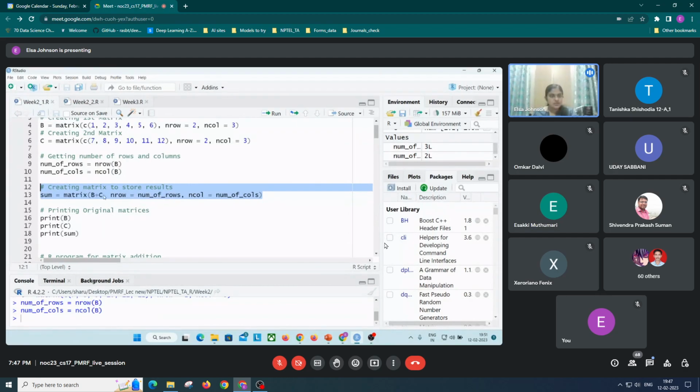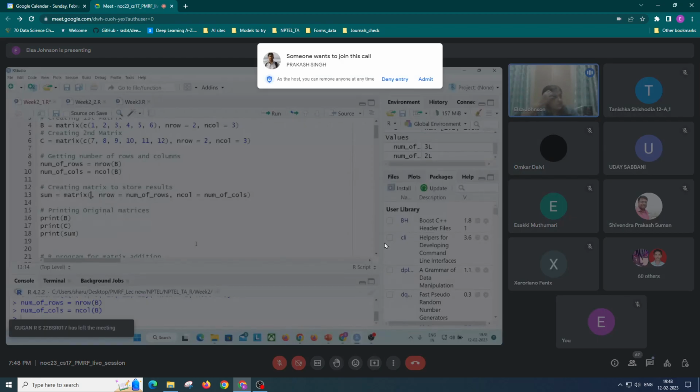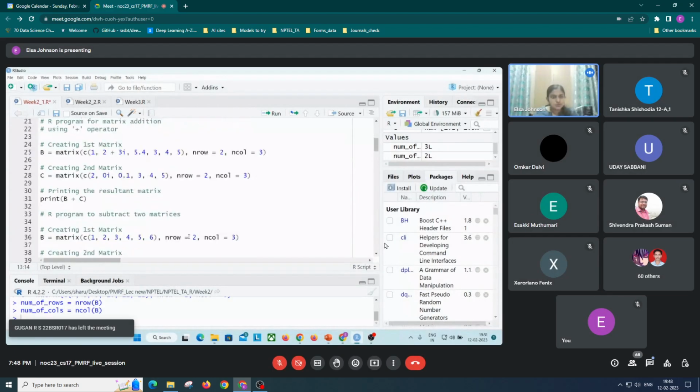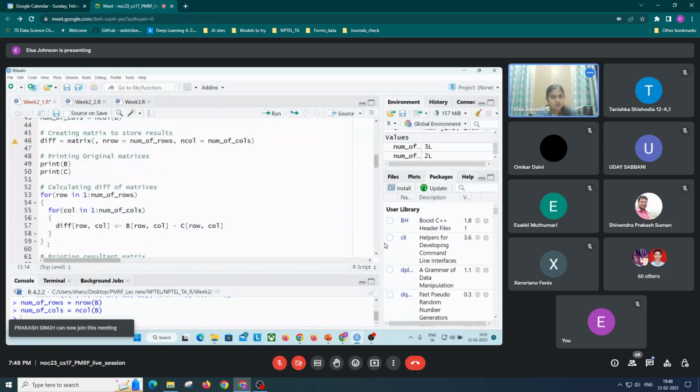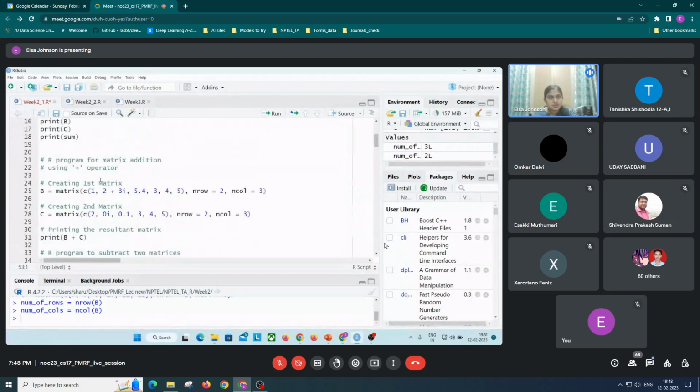The first approach is to do it using a for loop. So how can you do it with a for loop? I'll just copy one for loop there, and we'll see how to do it.